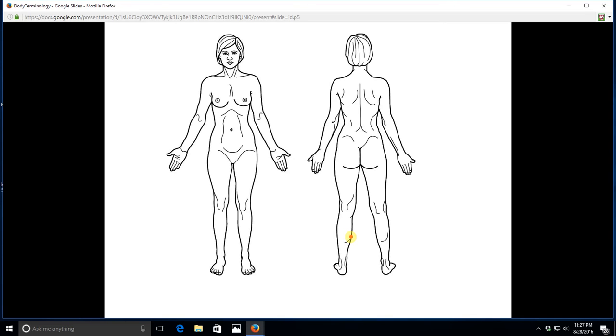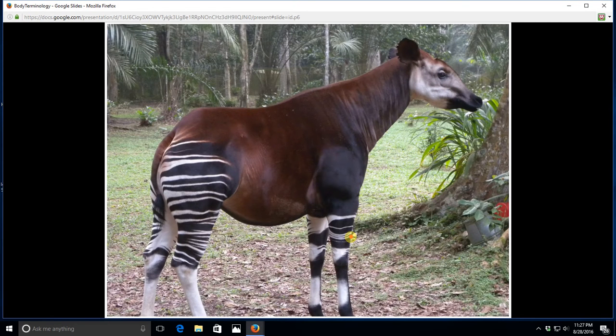Now bear in mind, she, like you, like me, we are bipeds. So if we contrast that to this okapi here, is a quadruped. His anatomical position, or hers, I can't tell, is going to be different than yours and mine. Just bear that in mind, especially when we're working with animals in dissections or that sort of thing.